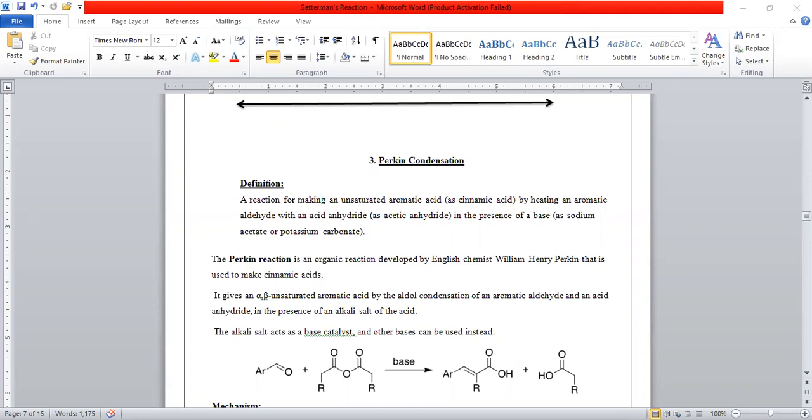My ID is 003 and today I'm here to present my presentation and my topic is the Perkin reaction. So first of all, let's start with its definition. A reaction for making an unsaturated aromatic acid by heating an aromatic aldehyde with an acid anhydride in the presence of a base such as sodium acetate or potassium carbonate.